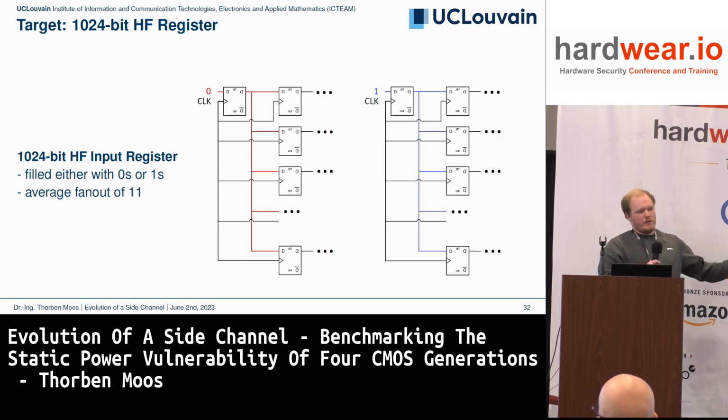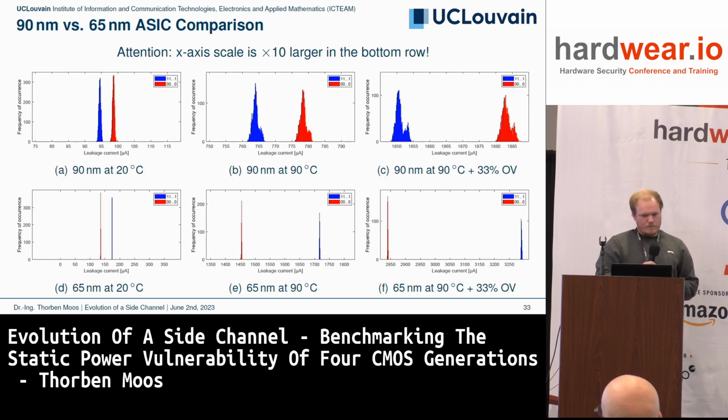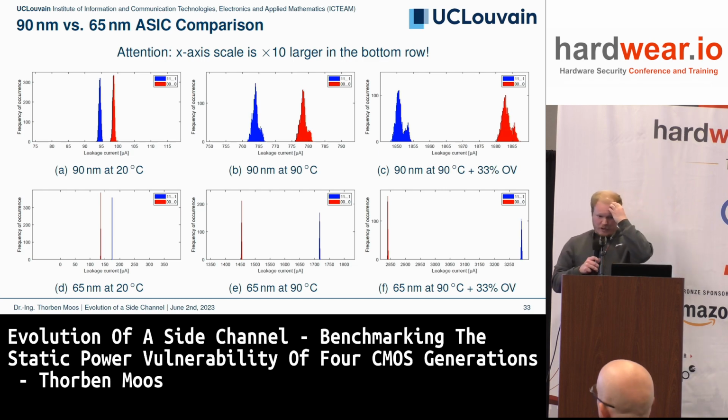And I completely fill it with zeros or ones. So it's either 11,000 cells leak about all zeros or they leak about all ones. And then we compare how it looks on both chips. And the result is plotted here on the top for the 90 nanometer ASIC, on the bottom for the 65 nanometer ASIC.